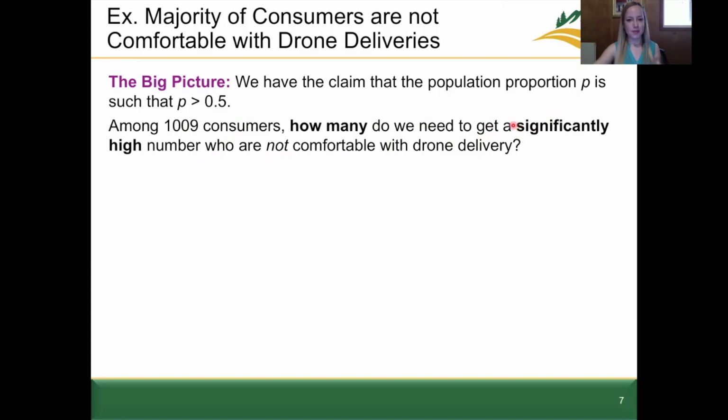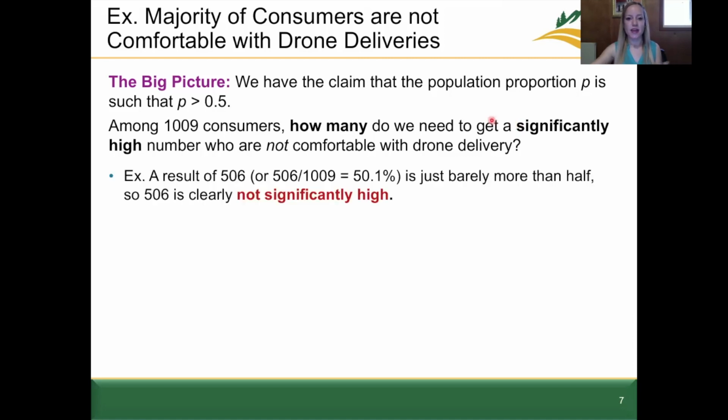So let's go through some examples first. Let's say out of the 1,009 consumers, we had a result of 506 said that they were not comfortable with drone delivery. To find the proportion here, we take 506 divided by the total number of consumers that were surveyed. So 506 divided by 1,009 is about 50.1%. We got this percentage because then we can see, is that half? Is that greater than half? We'll eventually be able to answer, is that a significant percentage? Is that a significant proportion?